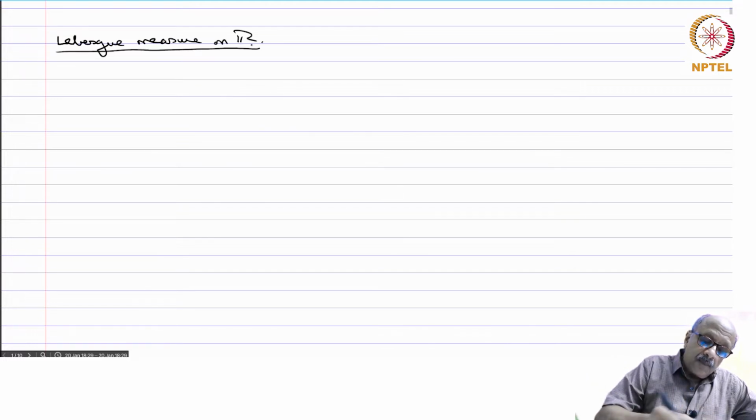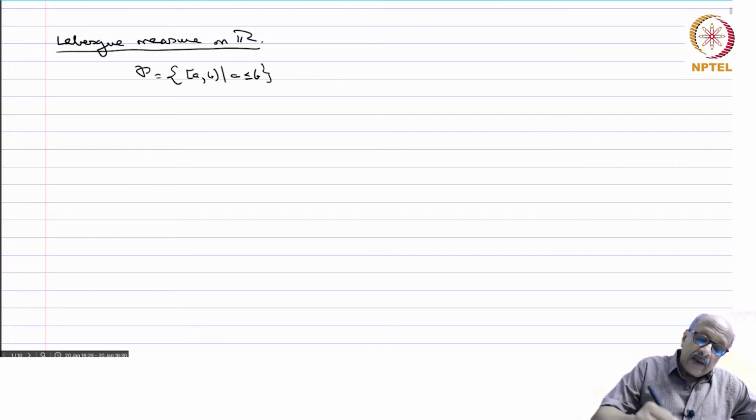Okay, so we will now construct the Lebesgue measure on R. Recall that we have a ring. We started with P, which is the set of all (a, b], a less than or equal to b, and (a, b] equals the empty set if a equals b. On this we define mu of (a, b] equal to b minus a.